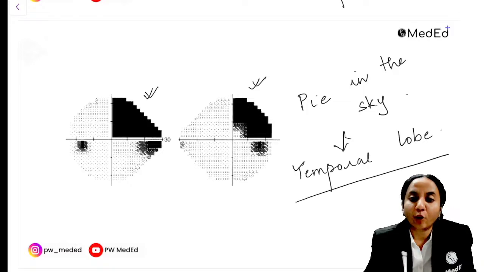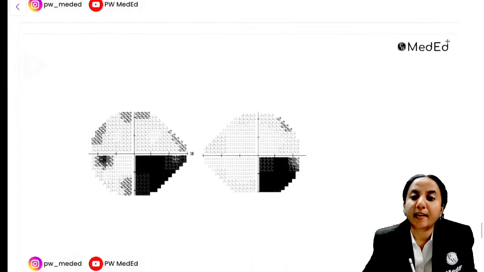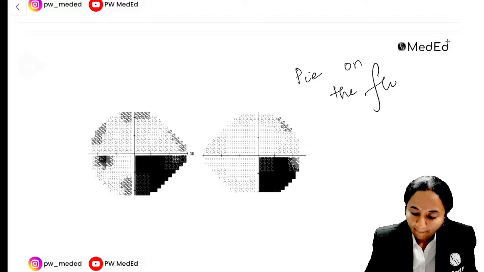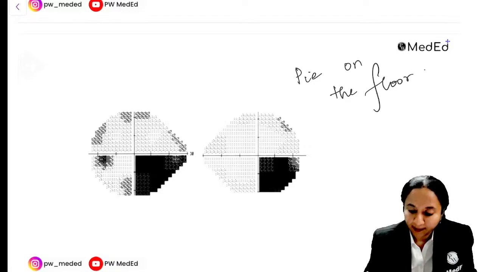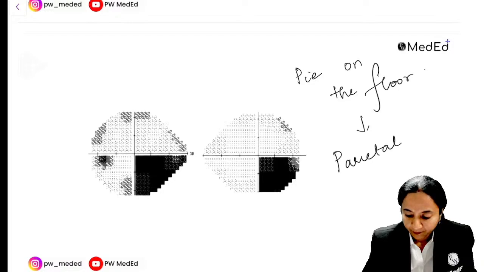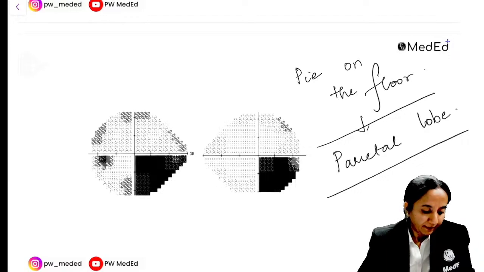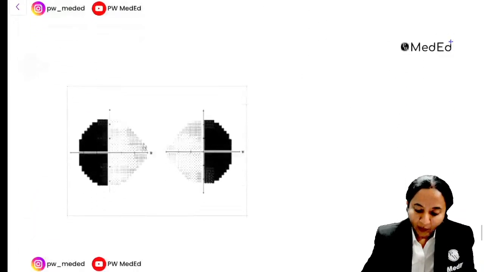Now what is the exact opposite of this? The exact opposite of this is this one. This is called pie on the floor. And pie on the floor means the site of the lesion is the parietal lobe. The last one is the easiest.